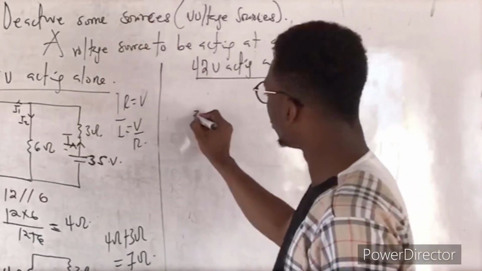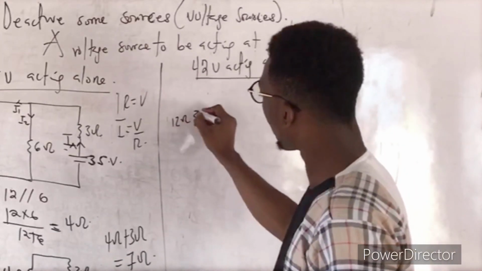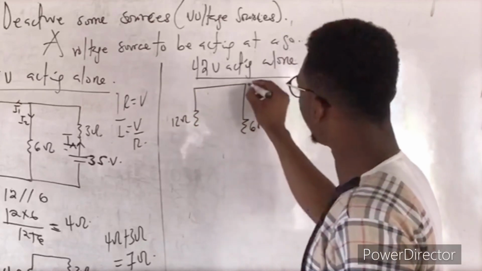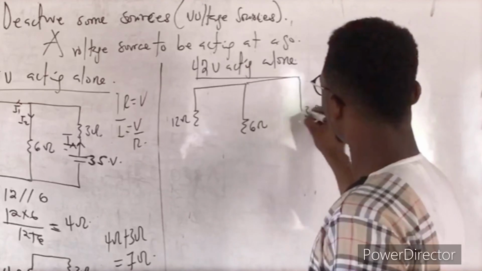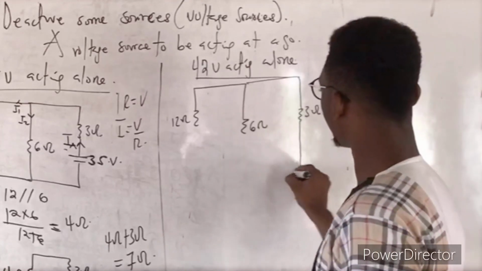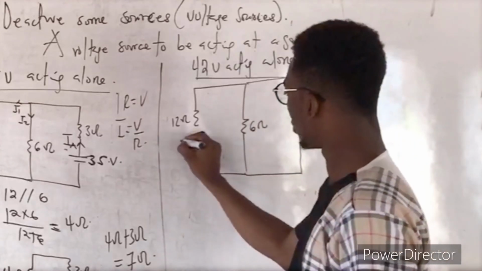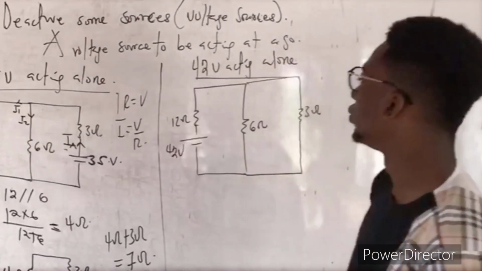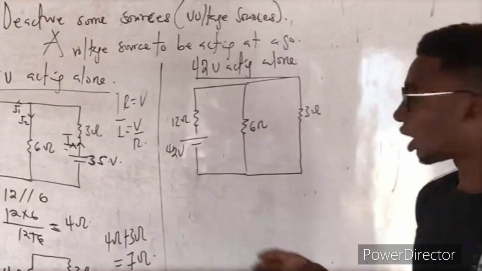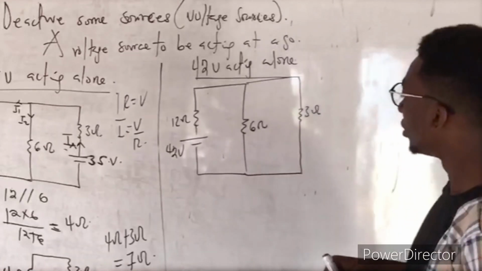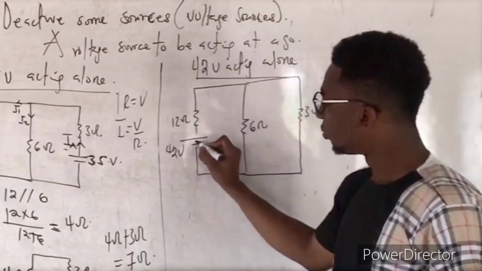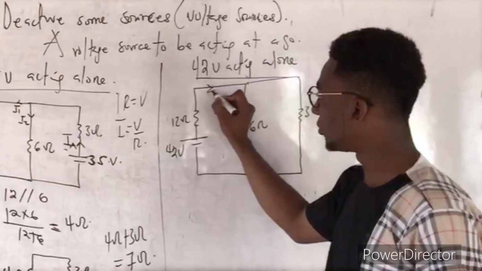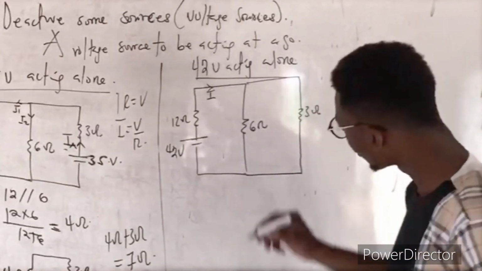So we draw the diagram, the 12 ohm, the 6 ohm, the 3 ohm, and the 42 volts. Okay, so now what we get here is that the 42 volts will be producing a certain amount of current. So let's say this current is I.